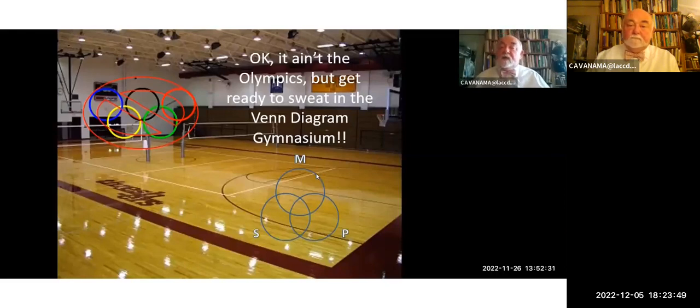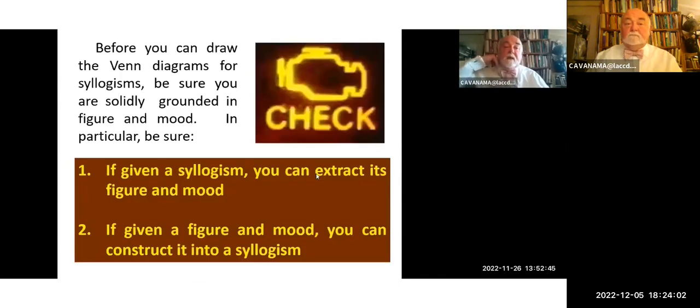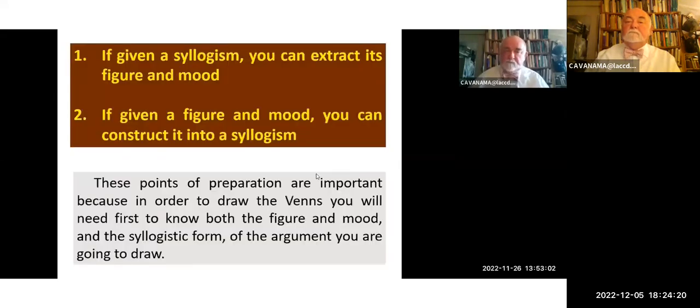It's going to be uncomfortable and awkward and strange at first. The more you do it, the more you catch on, like riding a bicycle. No pain, no gain, but we can make it a little less painful than it otherwise might be. Before you can draw the Venn diagrams for a syllogism, once again, be sure you're solidly grounded in figure and mood. In particular, be sure if given a syllogism, you can extract its figure and mood, and if given a figure and mood, you can construct it into a syllogism. You can go both ways.